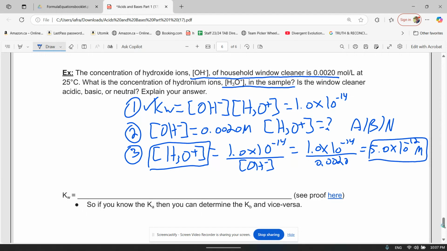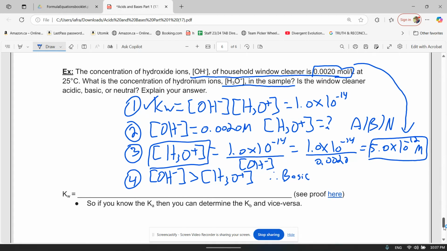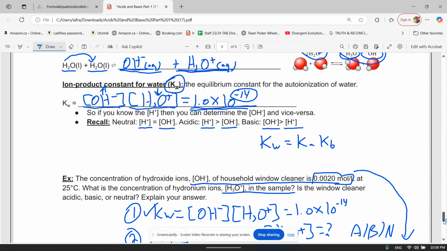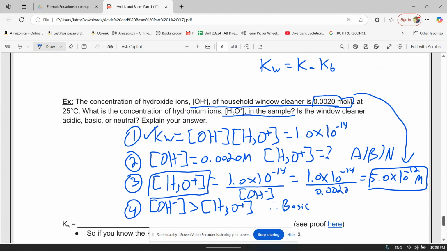And now we have to decide if our solution is acidic, basic, or neutral. So you can see here that the concentration of OH minus is greater than the concentration of H3O plus. Therefore, this solution is considered basic. So we did a problem where if you have the OH minus, you can find the H3O plus because you know the Kw is OH minus times H3O plus, which is equal to 1.0 times 10 to the negative 14. That's a relationship you should remember.